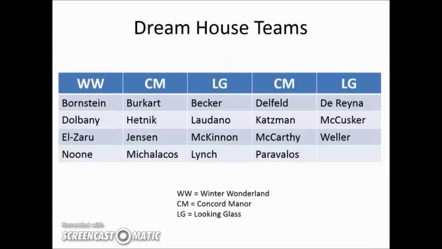Here are your groups. Please notice that you have been assigned one of the three houses, either the Winter Wonderland, the Concord Manor, or the Looking Glass. You want to meet together in these groups after you finish watching these videos and work through the assignment that I've given you for the day.